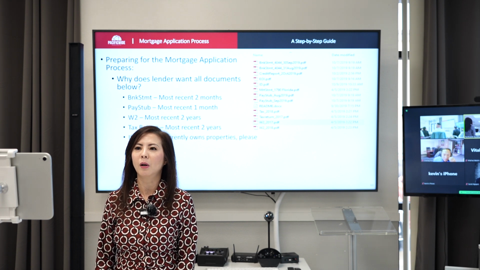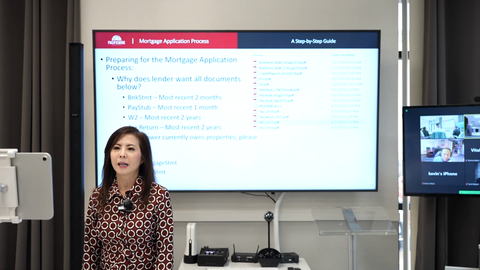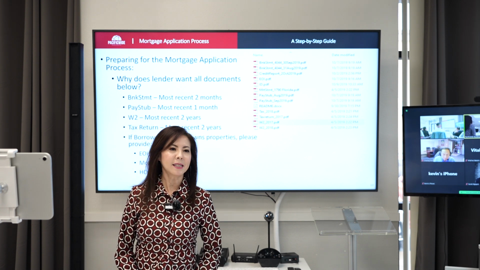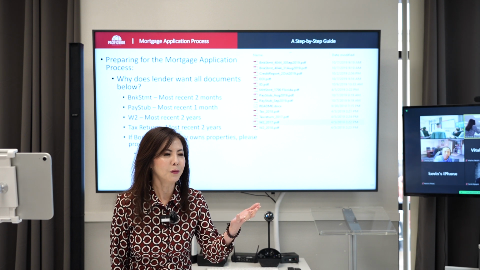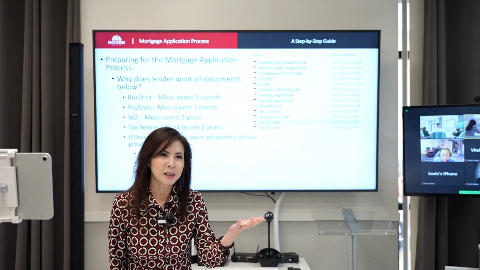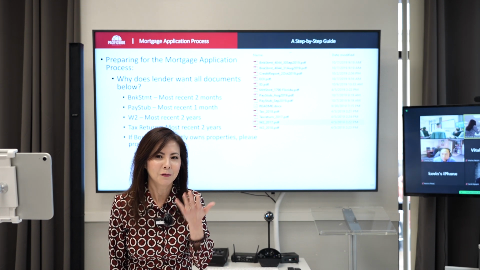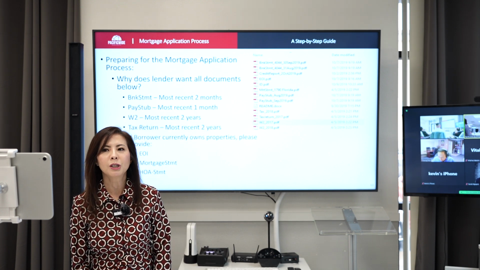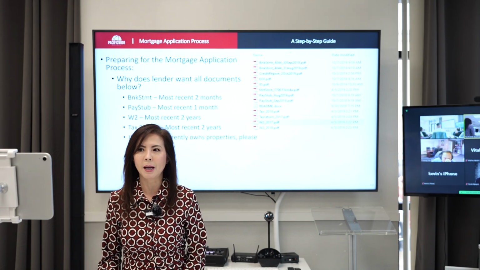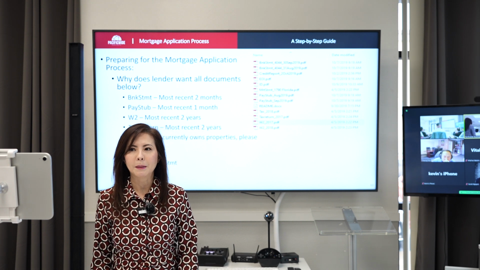Okay, preparing for the mortgage application process. Why does the lender want all the documents below? First of all, why bank statement? Anybody? Proof of income sometimes, and funds for down payment, right? Awesome. Most recent 2 months bank statements, okay? Look at how I write it.